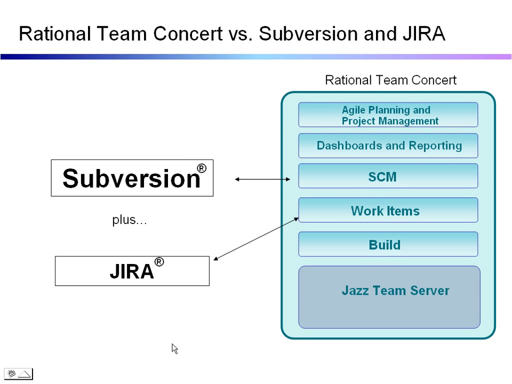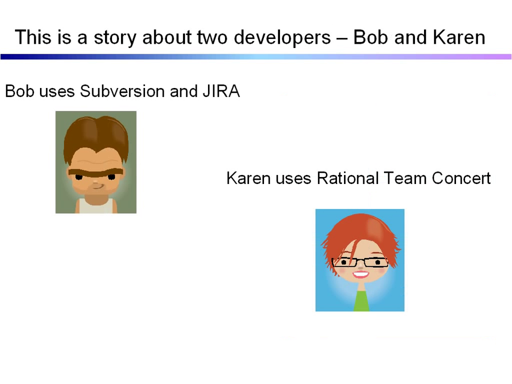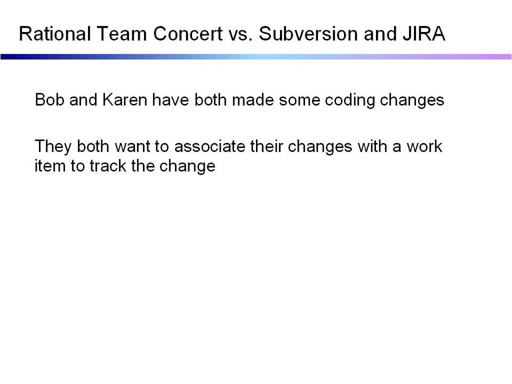Hello, this is a story about two developers, one using Subversion plus Jira, and another using Rational Team Concert. Bob is our developer who uses Subversion and Jira. Karen uses Rational Team Concert. Both Bob and Karen have made some coding changes today, and they want to associate those changes with a work item to track the change.